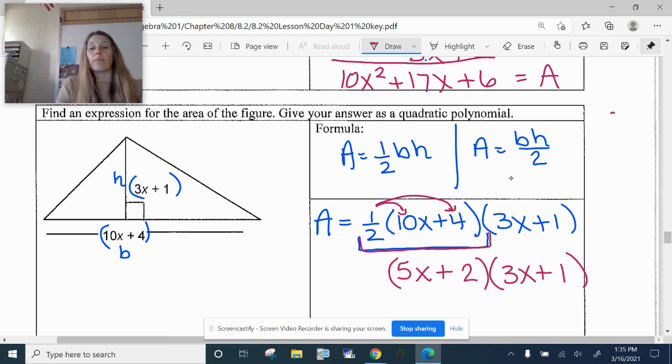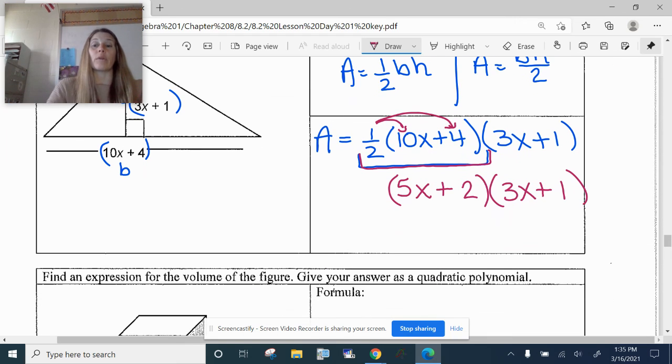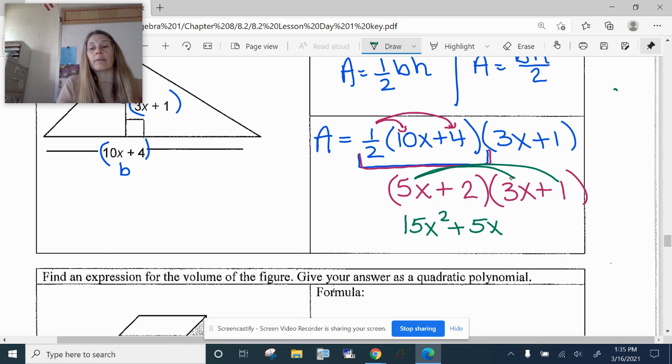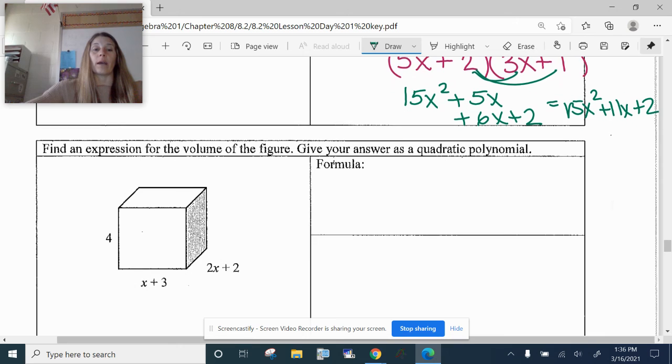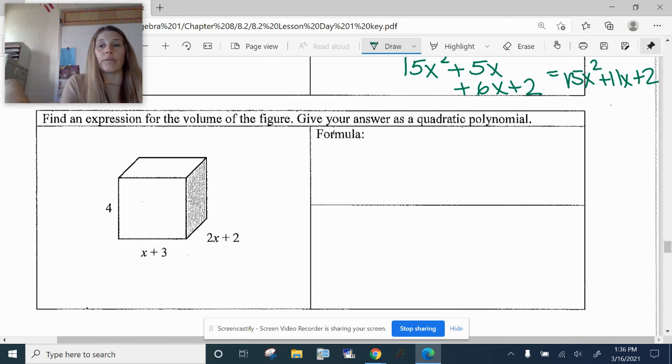So now I've already multiplied those two together, so I'm going to take that product, which is 5x plus 2, and I'm now going to multiply that to the 3x plus 1. So 5x times 3x is 15x squared plus 5x plus 6x plus 2. And that's going to give me 15x squared plus 11x plus 2.